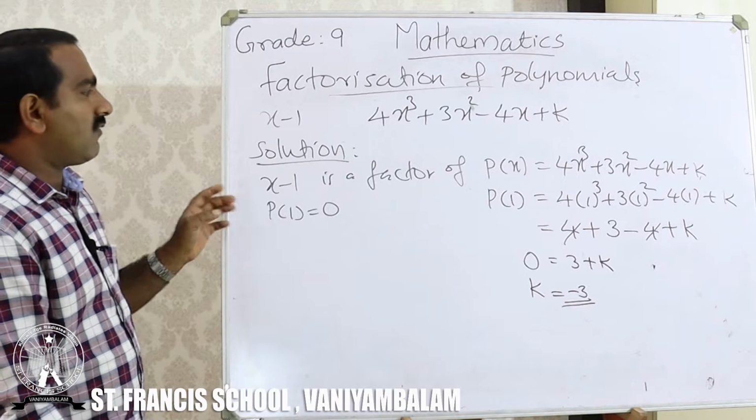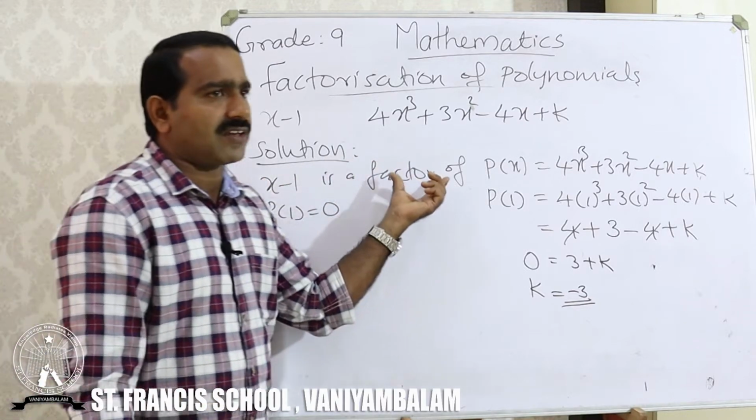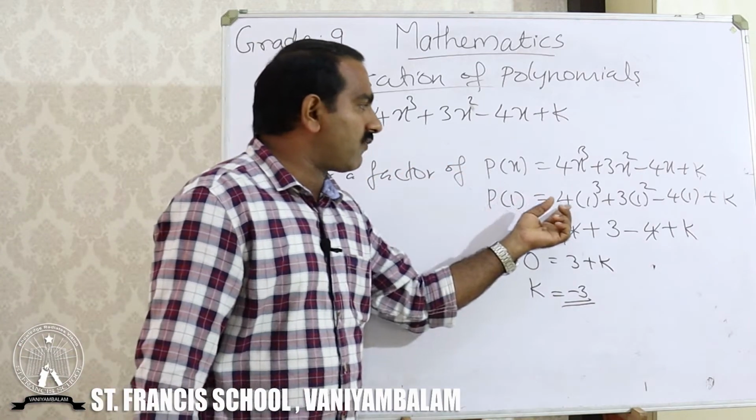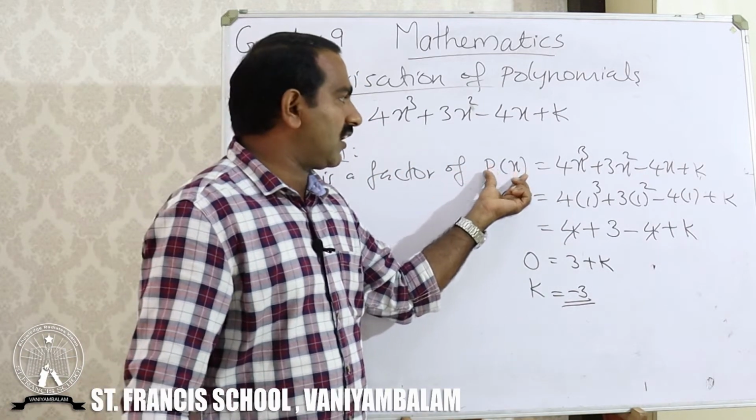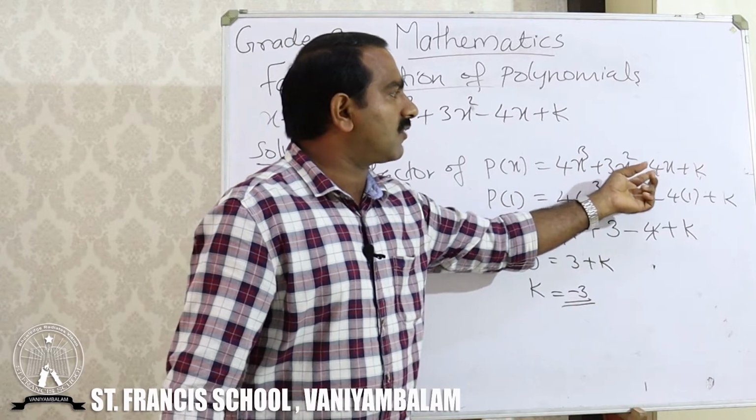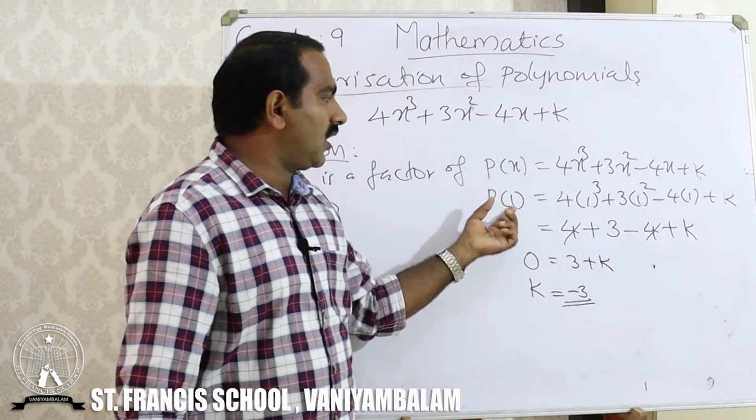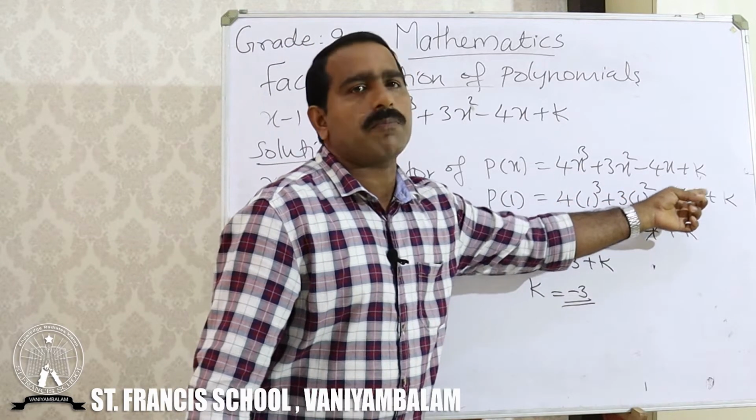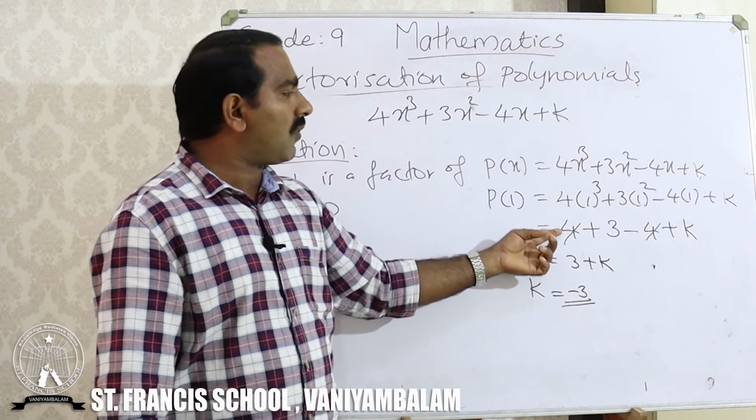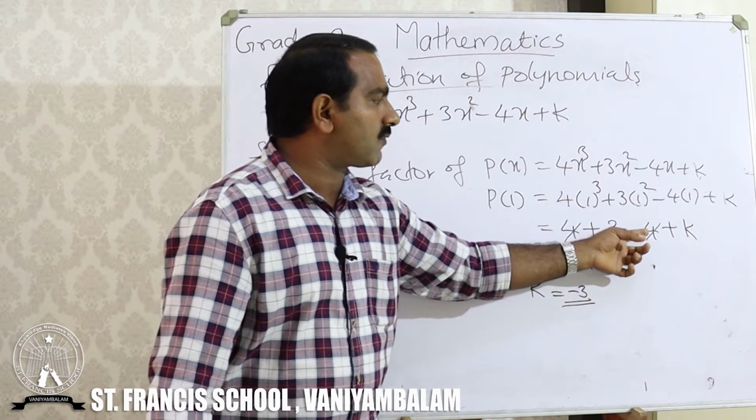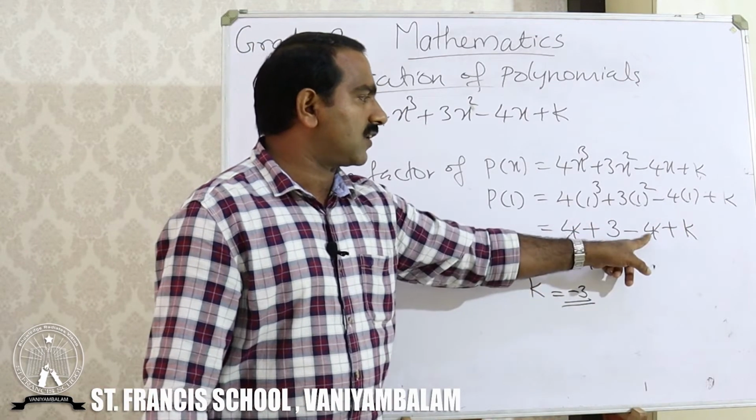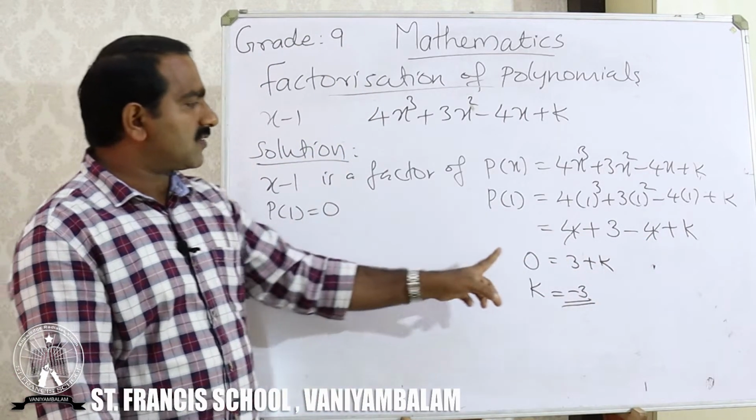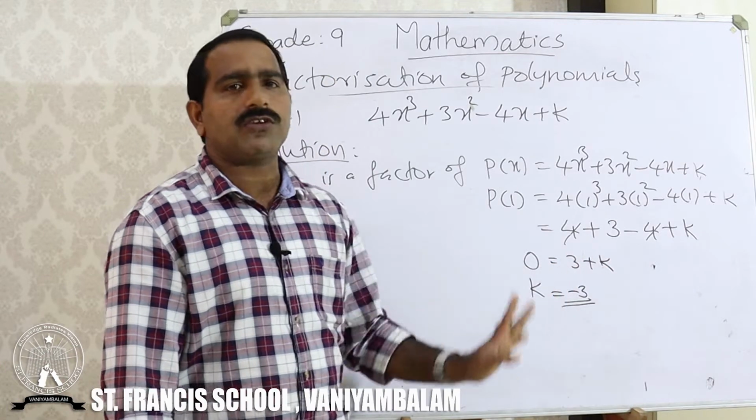So this is the value of k. Is it clear? Once again, x minus 1 is a factor, so p of 1 equal to 0. Given polynomial p of x equal to 4x cube plus 3x square minus 4x plus k. Now p of 1 equal to 4 into 1 cube plus 3 into 1 square minus 4 into 1 plus k, that is 4 plus 3 minus 4 plus k. 4 and minus 4 cancel, 3 plus k. But we know p of 1 equal to 0, so 0 equal to 3 plus k, k equal to minus 3.